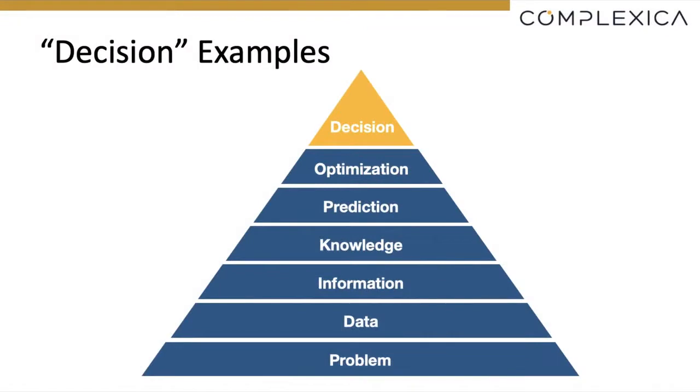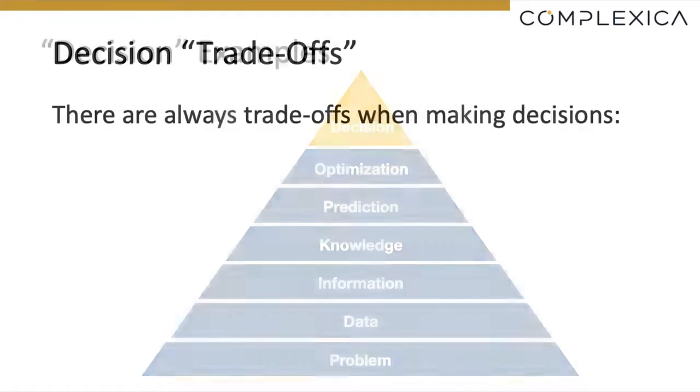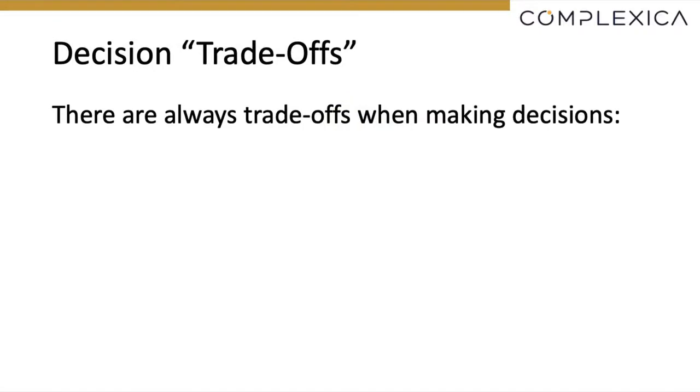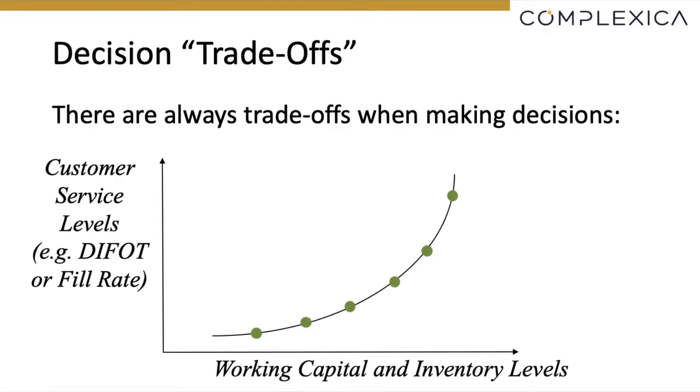And oftentimes it's not as simple as just implementing whatever the optimization algorithms have come back with. The reason for that is because there might be trade-offs in making a decision. A classic trade-off is between inventory levels and customer service levels. On the one hand, we want to minimize our inventory and minimize our working capital costs, but that usually comes at the cost of service levels to customers. Metrics like fill rate or DIFOT.